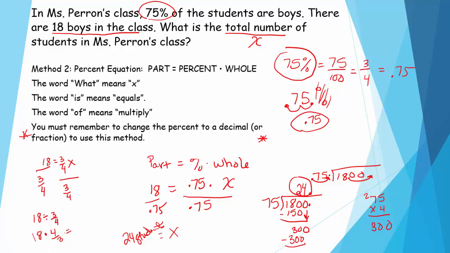Oh, 18 times 4. I was like, why is this not working out? 18 times 4. I'd have to do that. Oh, you know what I'll do? I'll simplify first. 3 goes into 3 once. 3 goes into 18 6 times. 6 times 4 is still 24. So 24 would still equal x. It's a bit of a mess.